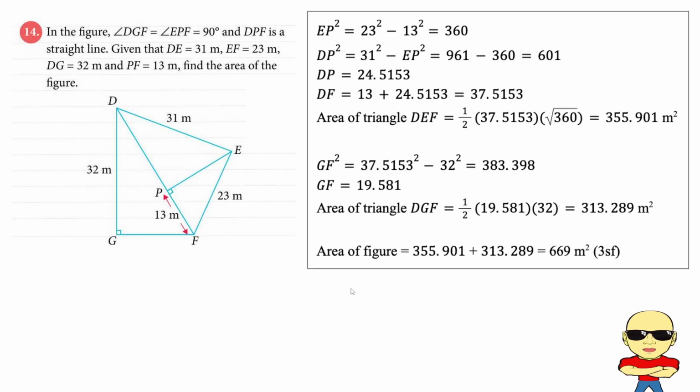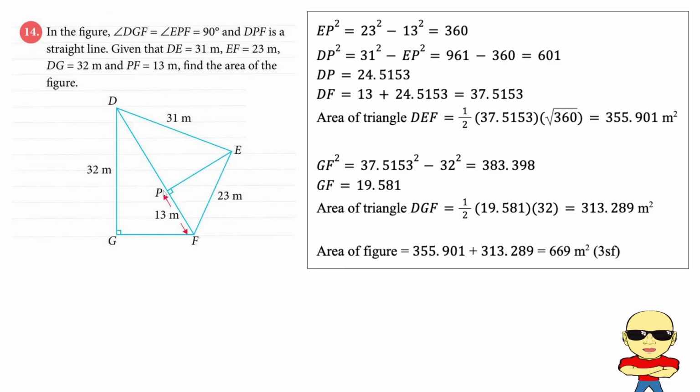Question 14. In the figure, we have two triangles, a large one DEF and DGF, which we need to find the area of, because by adding these two triangles together, we find the area of the figure. So let's find the area of triangle DEF first. To find the area of a triangle, we need the base and the height, then we use the formula half times base times height. So let's find DF, which is the base of triangle DEF.